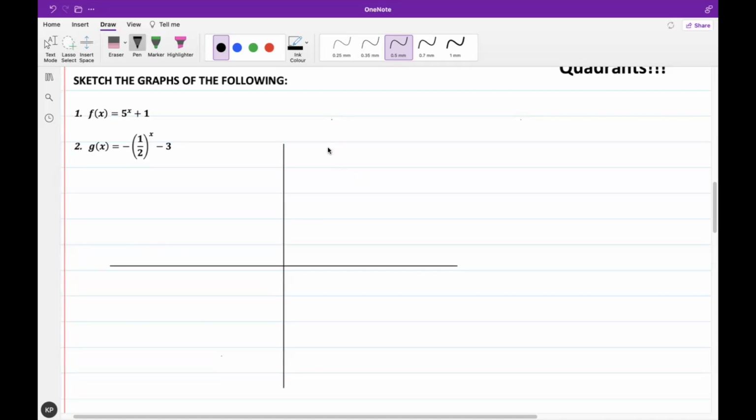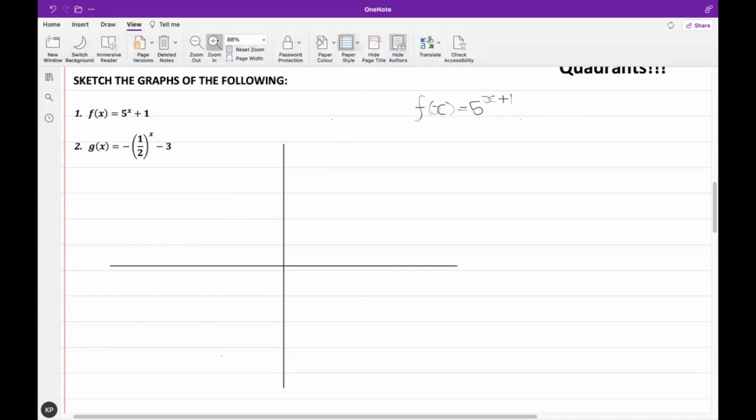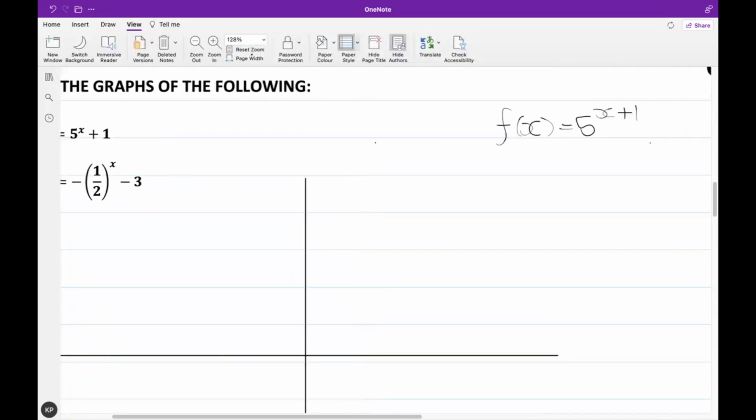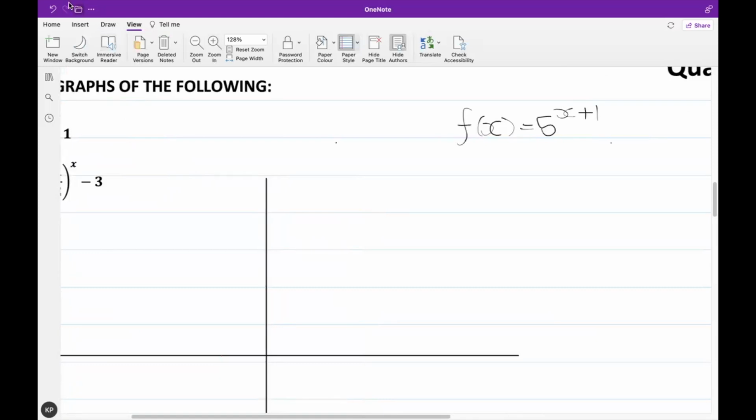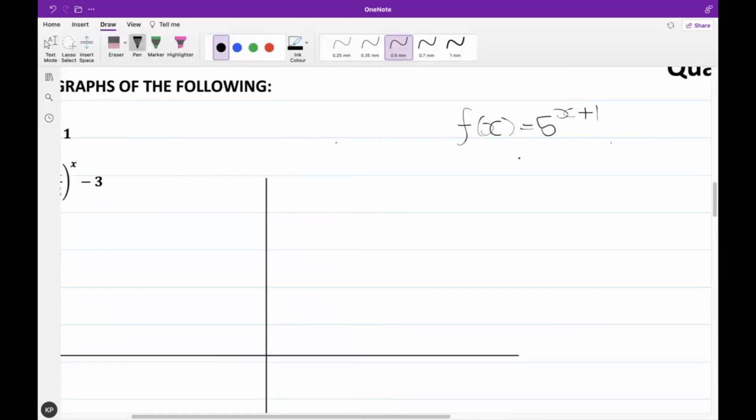Great. Now let's see. Okay. Now we have 2 more graphs. All right. I have f(x) is equal to 5 to the power of x plus 1. Let me zoom in because I can't see now. There we go. Now I look like I wrote very, very huge handwriting, but it's fine. So remember, I'm not sure why I wrote my plus 1 in my exponent because it isn't in the exponent.